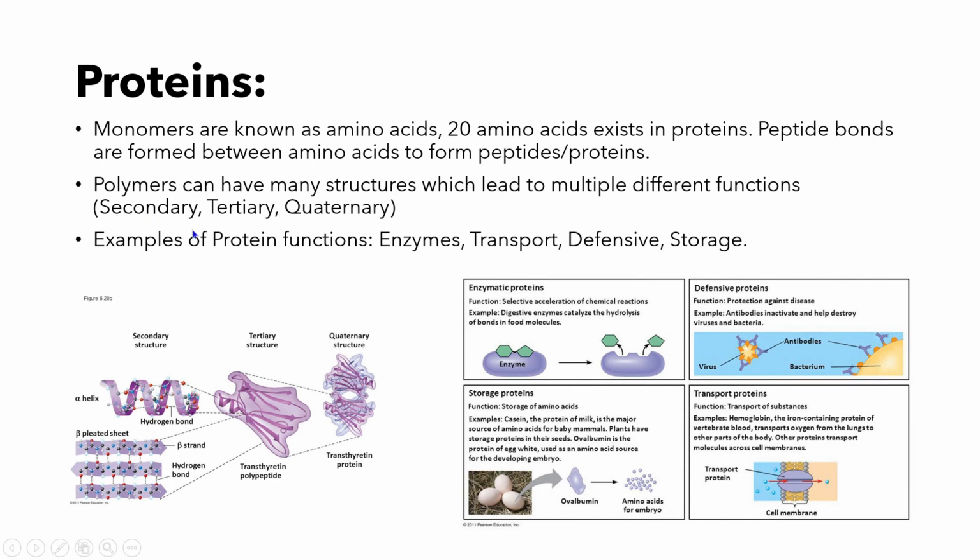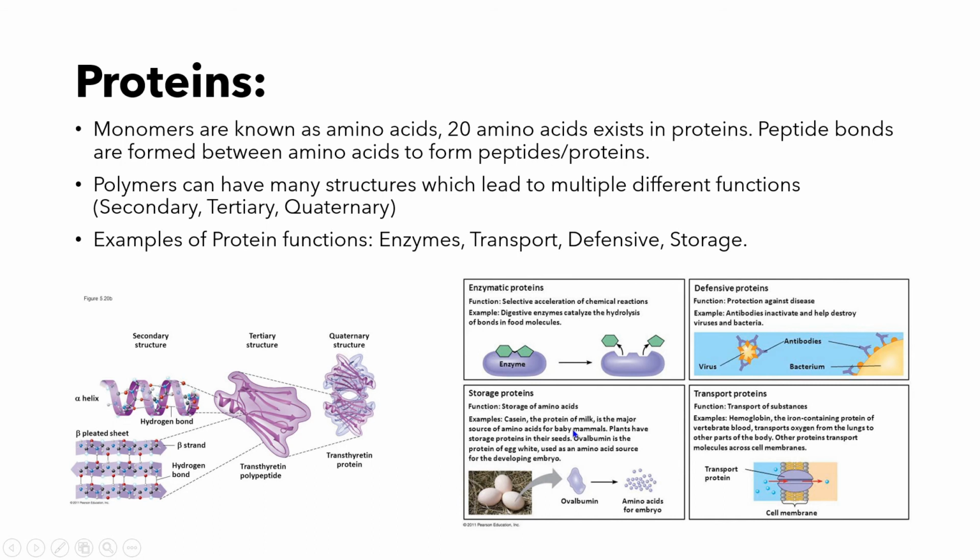Some examples of protein structures are secondary, tertiary, and quaternary. Two basic secondary structures are the alpha helix and the beta sheet. The alpha helix and the beta sheet are then combined to make the tertiary structure. And then tertiary structures are combined to make quaternary structures. Then we can go on to the types of protein functions.